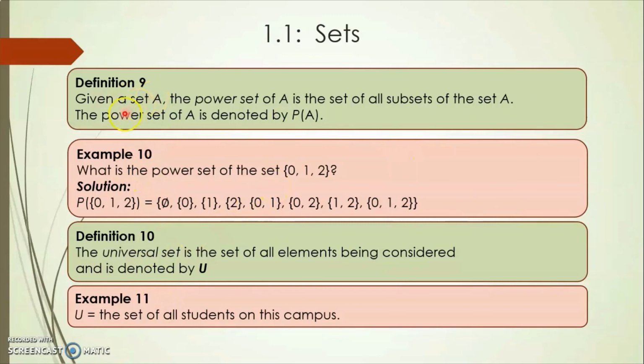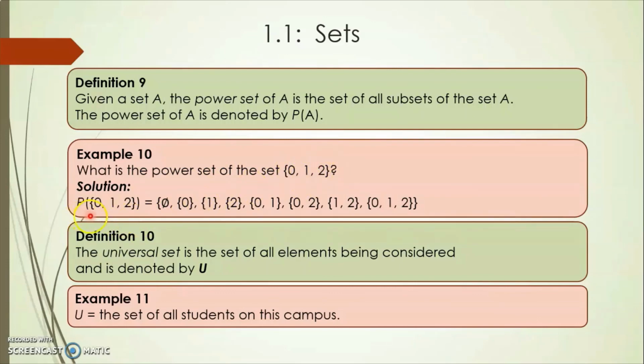Definition 9. Given a set A, the power set of A is the set of all subsets of set A. I introduce to you a new symbol, power set P(A). How to use this symbol? Let's say you have this question: what is the power set of the set {0, 1, 2}? To find the power set, you can write like this.